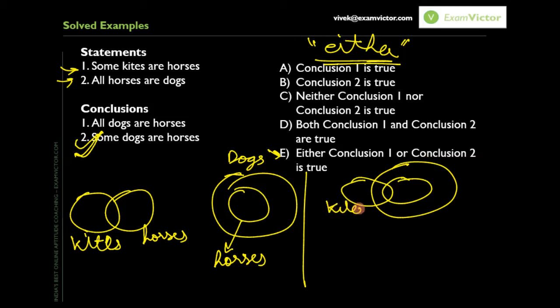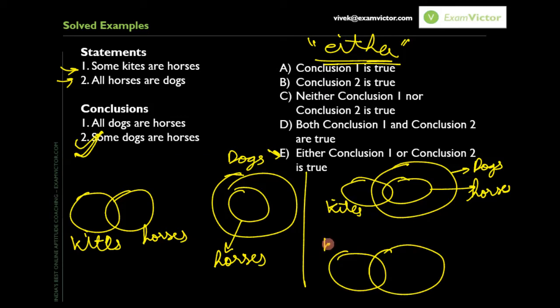Okay, so this is kites, this is horses, and this is dogs. Alright, one way would be this, another way would be this, where this is kites and this circle is dogs, comma, horses. Both are right, nothing wrong, either of them. This is just the special case diagram, this is the general case diagram. Now, as per this diagram, the conclusion 1, all dogs are horses, is wrong, right? It's only some. Horses is within dog circle. So conclusion 1, I found a diagram that can disprove it.